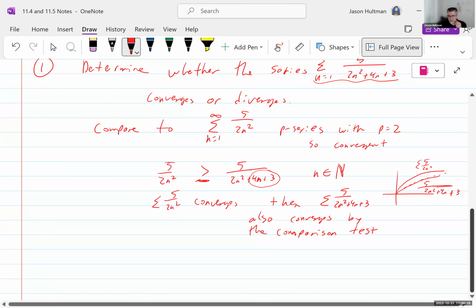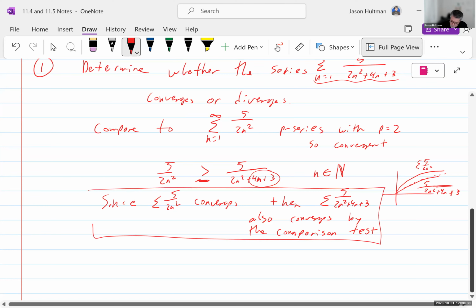Okay, by the comparison test. I'll just put a "since" there. That's my answer. Okay, since that thing converges, then that thing also converges by the comparison test.